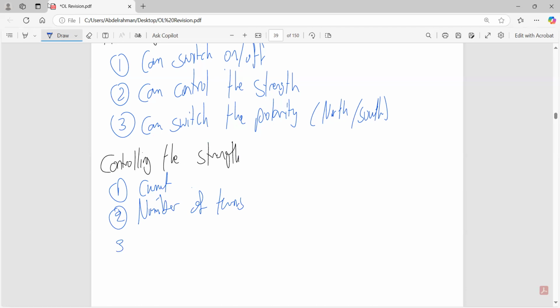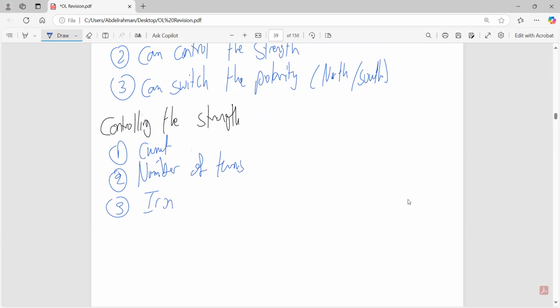And the third point is by adding an iron core. How can you add the iron core? Basically, you have the iron core. It has to be an iron core. And then you just have the coil or the solenoid moving around this iron core.